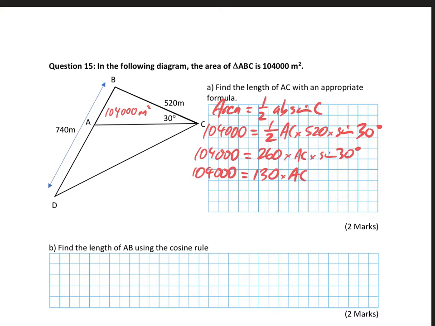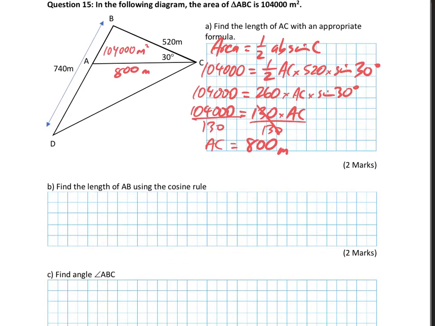What's 130 doing to AC? Multiplying, so you divide both sides by 130. AC is going to be 104,000 divided by 130. We get 800 meters for AC. Find the length of AB using the cosine rule.